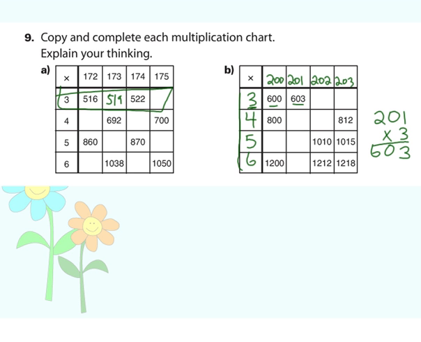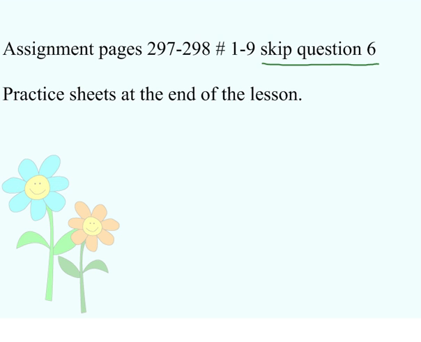So what is your assignment again? Your assignment is pages 297, 298, numbers 1 to 9, but you can skip question 6. Then there's some practice sheets at the end of the lesson. Feel free to use a multiplication table if you get stumped, and go ahead and use what you know about multiplying the short way with 3-digit numbers.